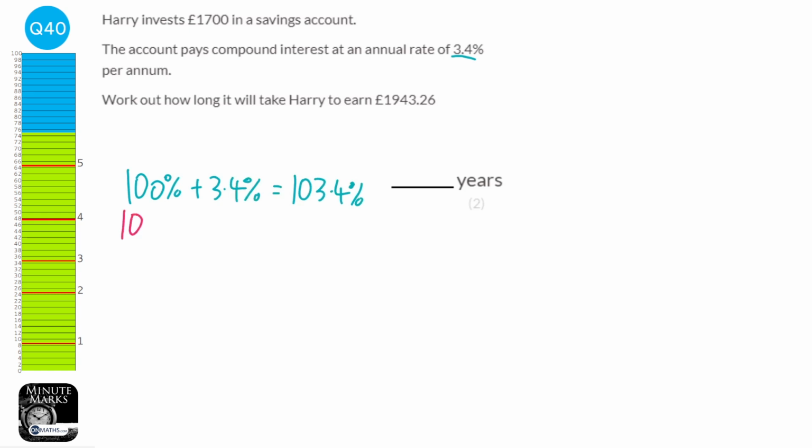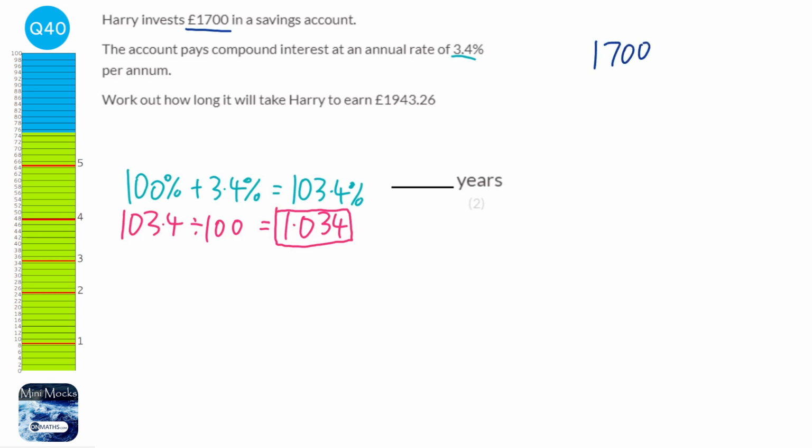And then we need to make that a multiplier, so we're dividing it by 100, and so that would be 1.034. So anytime we times a number by 1.034, we'll increase it by 3.4%. So it says that we start off with 1,700. So what we're going to do is type 1,700 into our calculator, then press the equals button. And what that does is it stores the 1,700 in memory.